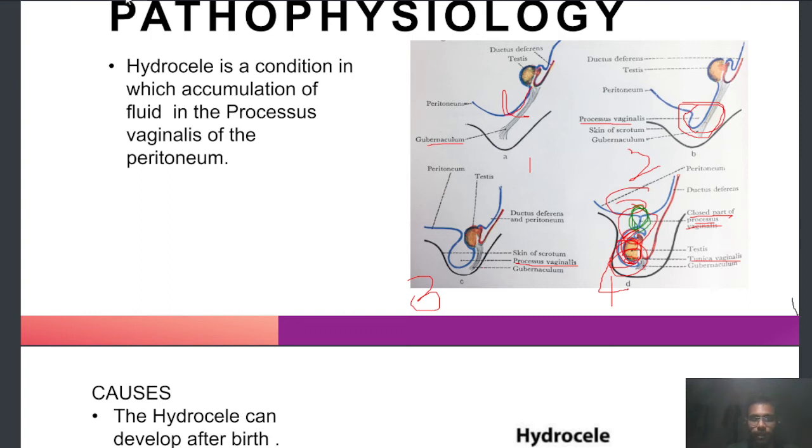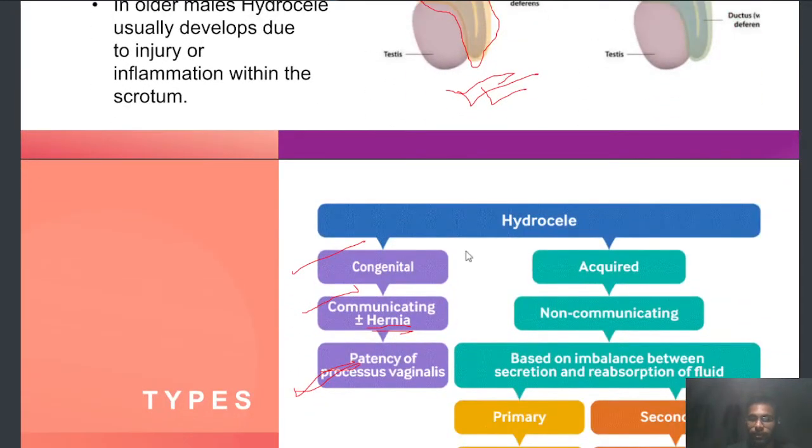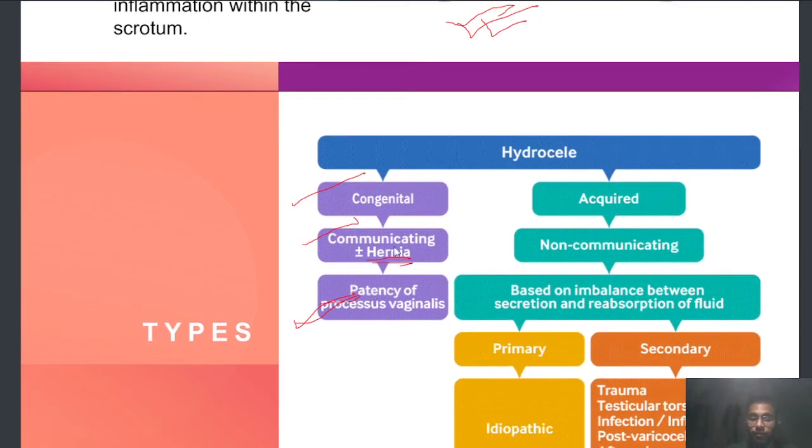I'll just use a highlighter here, that will be easier for every one of us. So basically it's the closed part of this processus vaginalis, this part right here that I'm shading, which stops the communication between the abdominal cavity and the scrotal sac. Because this part is now closed, the processus vaginalis is now called non-patent. But in the cases of communicating hernia or congenital communicating hydrocele, your processus vaginalis remains intact. So basically, the closed part that was present in a normal testis is not present. The processus vaginalis is still patent.